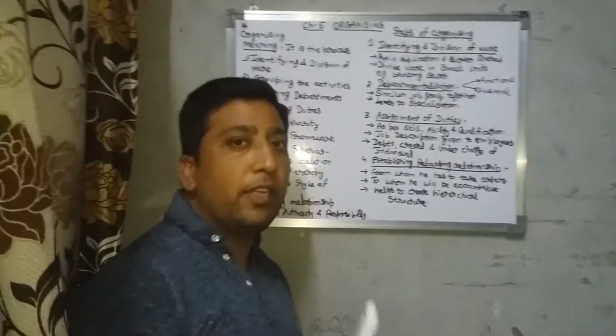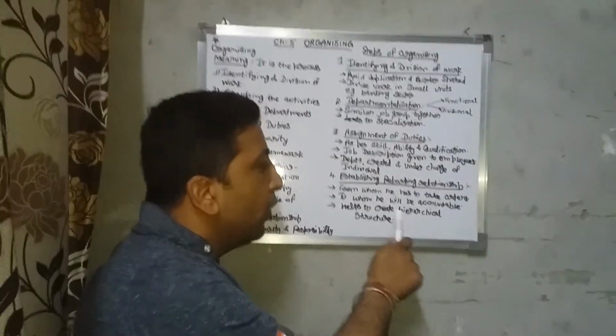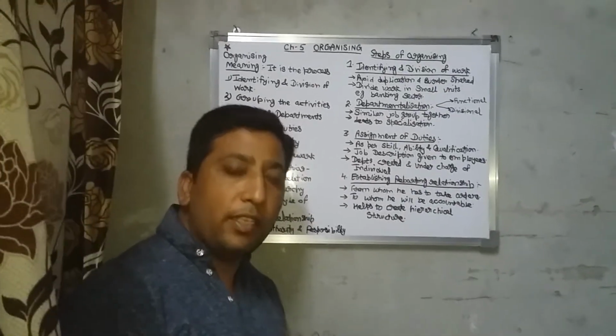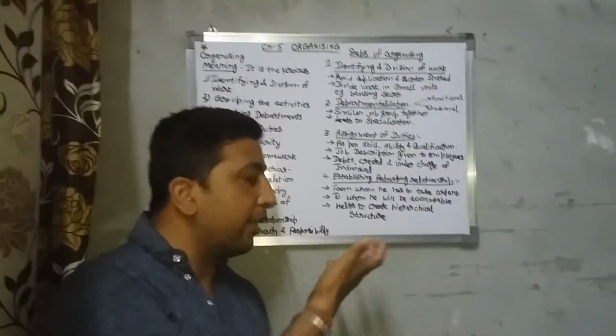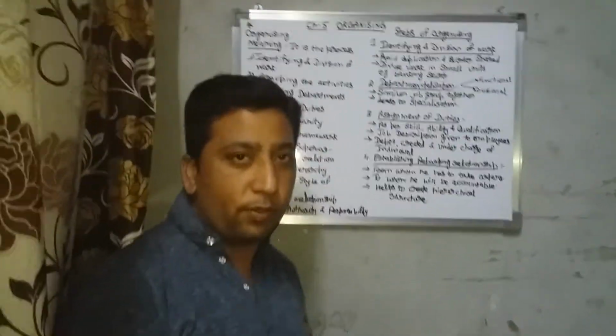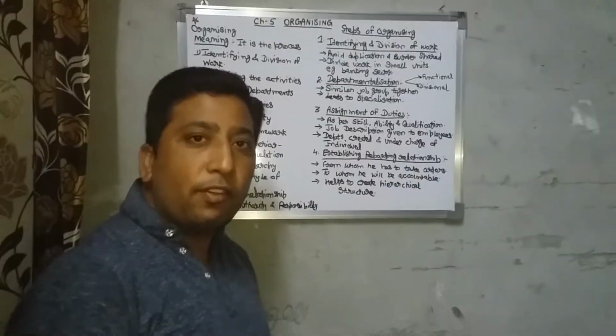He should be responsible, he should be accountable, and this helps to create the hierarchical structure. Because if the employee knows about their boss, then the hierarchical structure is maintained also. So these are the steps of organization.